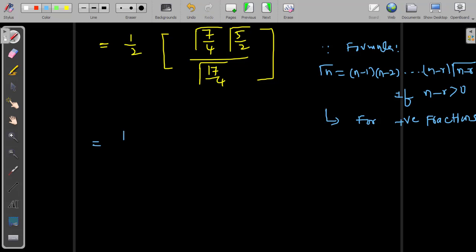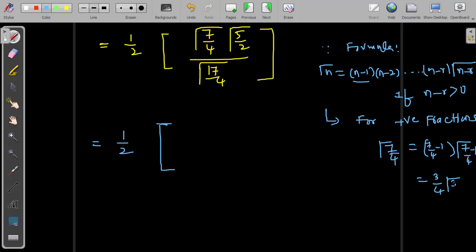Let me start with the numerator. Gamma 7 by 4, apply this rule here. 7 by 4 minus 1 means 3 by 4. Otherwise I will be writing for better understanding here. Gamma 7 by 4 could be written like this: 7 by 4 minus 1 times gamma of 7 by 4 minus 1. From this I will get 3 by 4 times gamma 3 by 4.